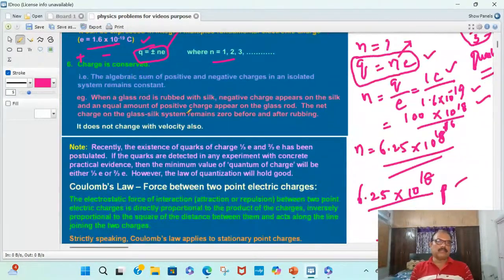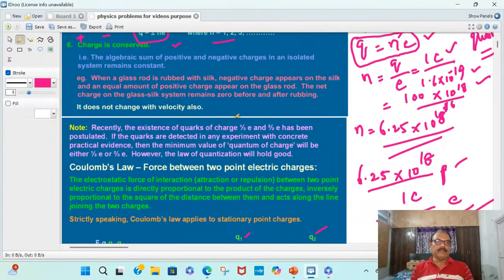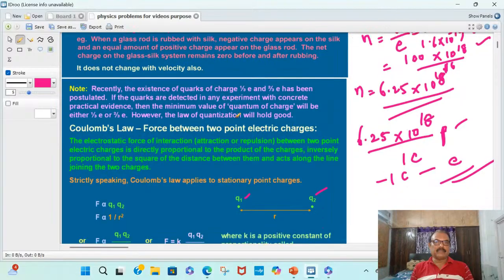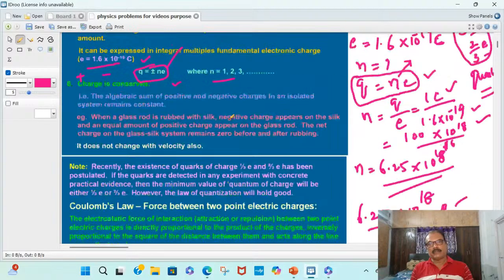Next, charge is conserved, which I already told you. Charge can neither be created nor destroyed. It can be transferred from one body to another body. The total charge in the universe remains the same. So next question is, what is the next concept?